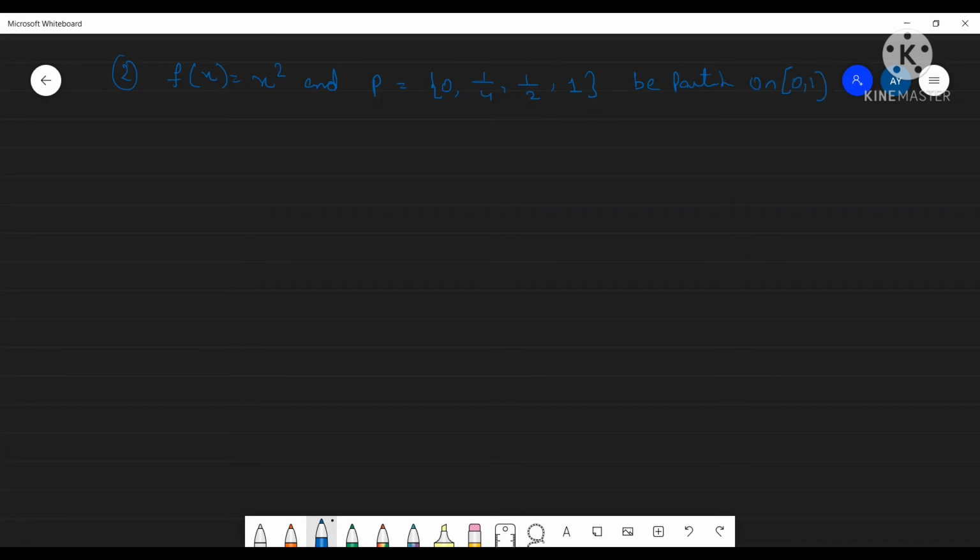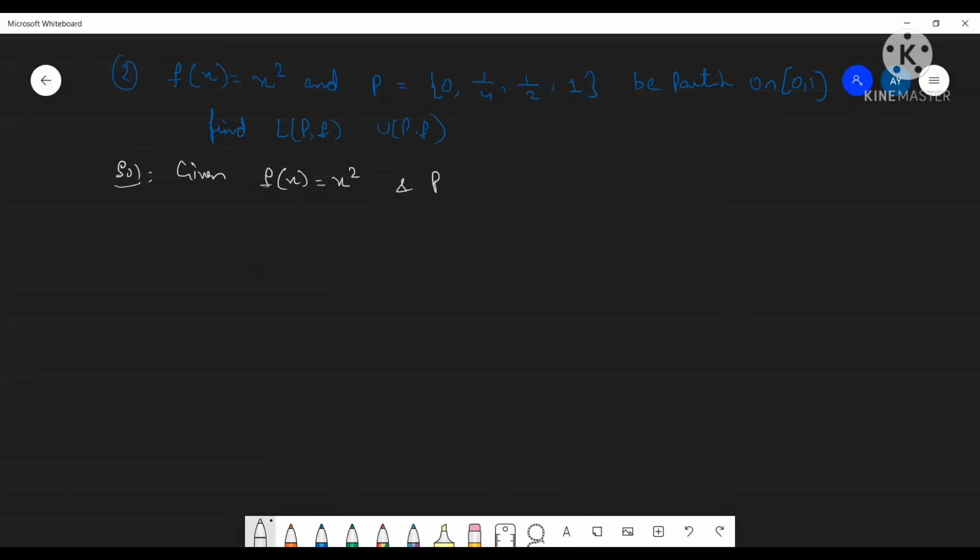So they gave f of x, the function, and they gave the partition. Now they are asking us to find LPF and UPF. So how will you find that one? First, what is it that they gave? Solution. They have given that f of x is equal to x square.